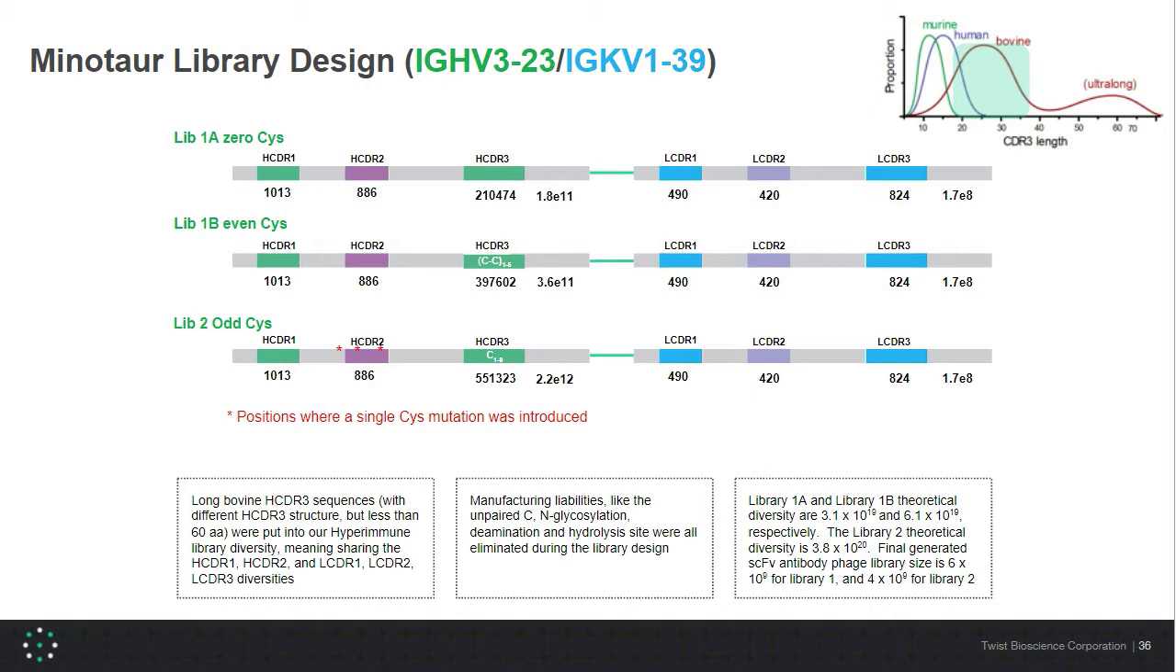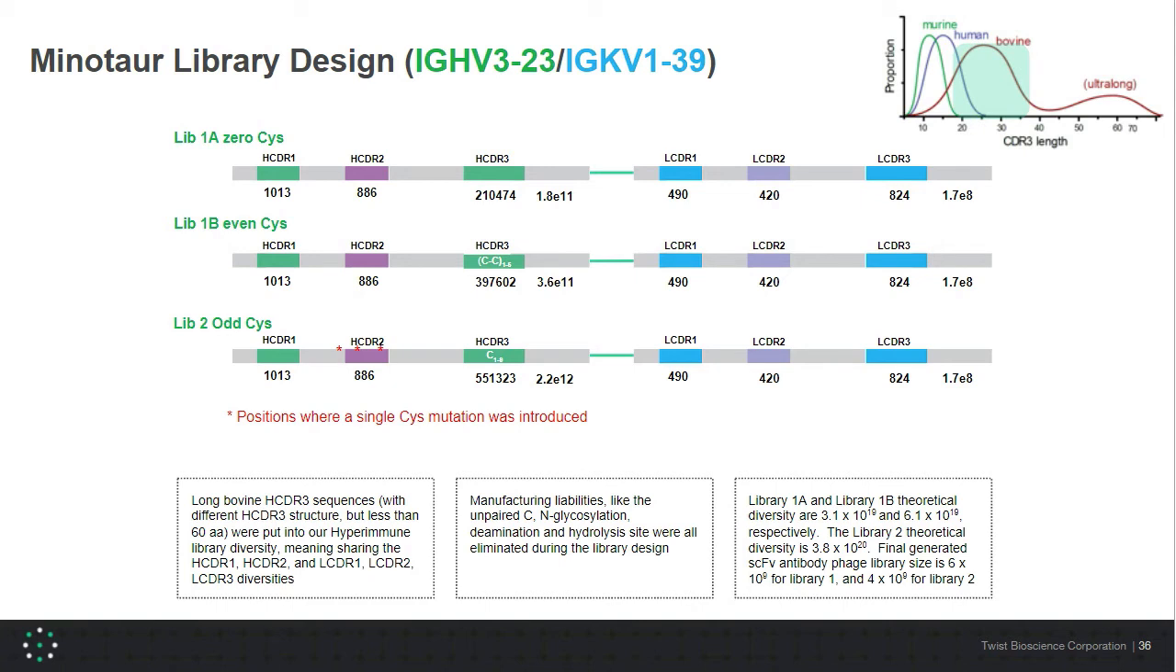Similar to our previous libraries, we removed all liabilities, including unpaired glycosylation sites, deamidation hydrolysis sites. And then the theoretical diversity for all these libraries is shown in the bottom right-hand corner with an overall theoretical diversity of over 10 to the 20th. And then the final library sizes are also indicated in the bottom right.